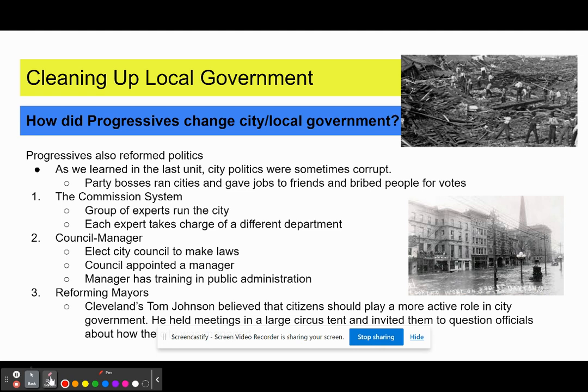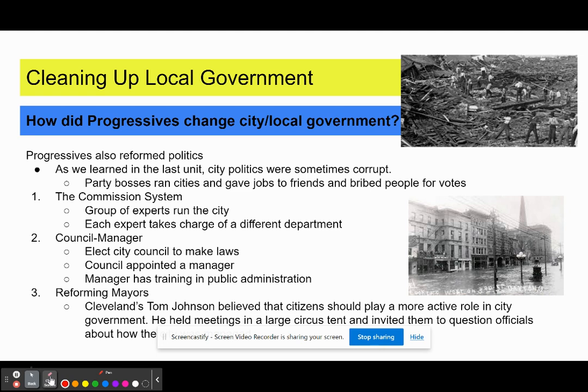Now we're going to switch over to how urbanization caused issues in government and how progressives tried to change or reform government. A lot of the progressive movement changed things at the local or the state level, which was pretty cool. When we get into lesson 1C.3, we'll look at some progressive changes at the national level, particularly with President Theodore Roosevelt, William Taft, and Woodrow Wilson. But for now, let's go back to our guided notes, and we'll talk about cleaning up local government.